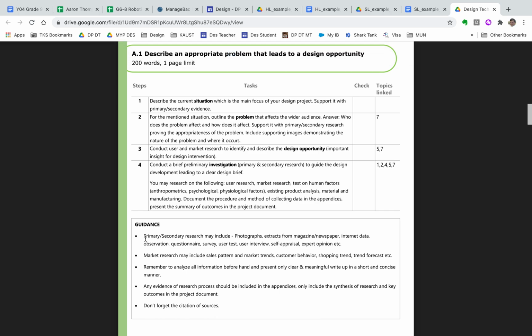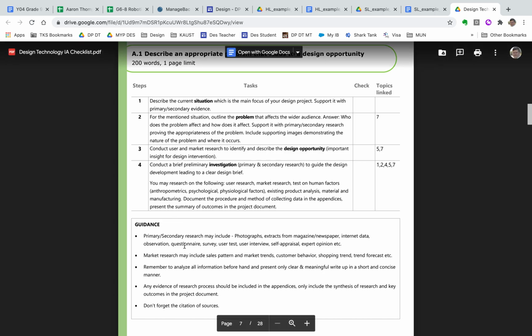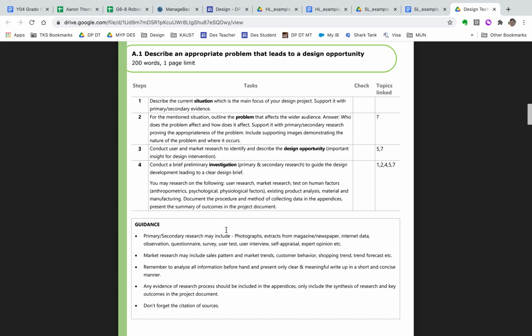It's saying that you definitely need to be using primary and secondary research, right? So photographs, that's primary. Extracts from magazines and newspapers, that would be secondary. Internet data is secondary. Observations are primary. Questionnaires are primary. Surveys are primary. User tests are primary. User interviews are primary. Self-appraisal would be primary. Expert opinion, primary, unless you're getting that from the internet, because that could be secondary also. But you will notice that a lot of these ways of researching are primary, and that is very important.